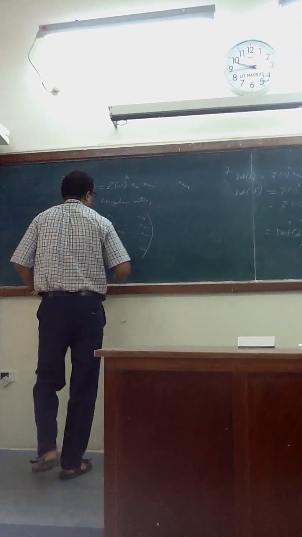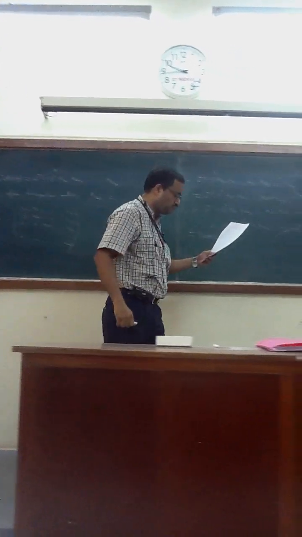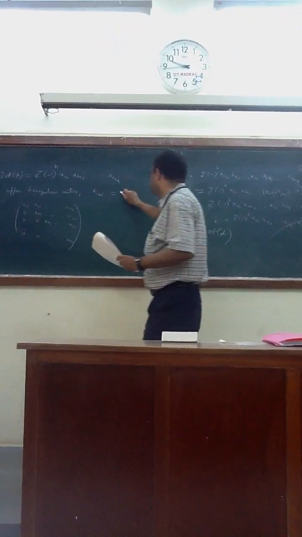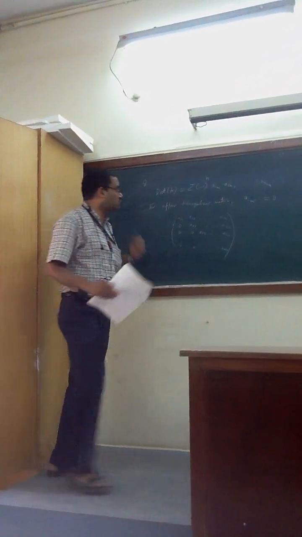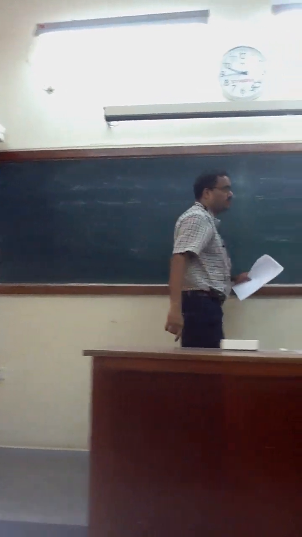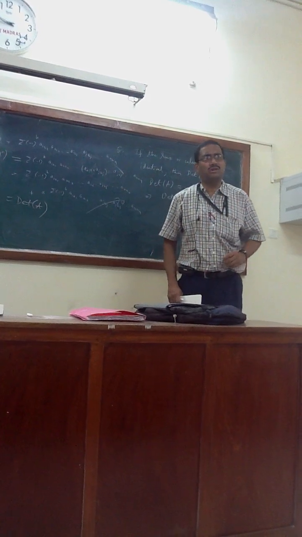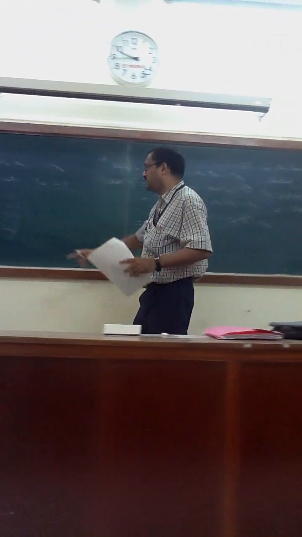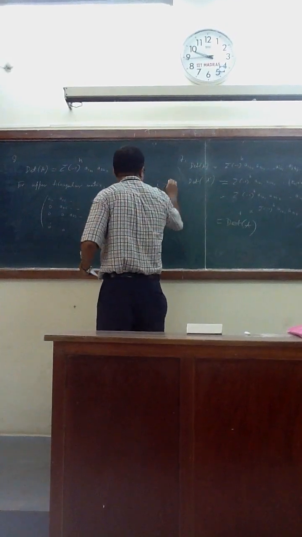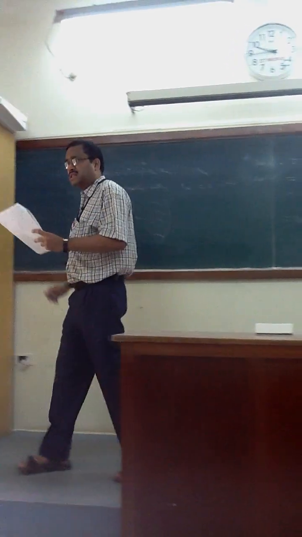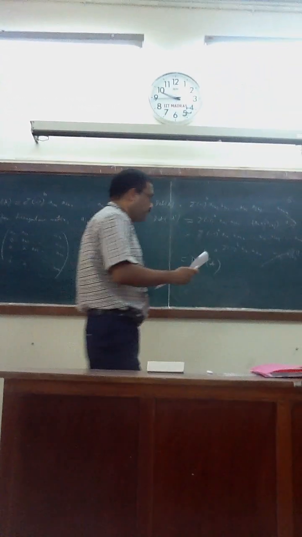So for an upper triangular matrix, what will happen? A_ik equals 0 when? When i is not equal to k, and specifically when i is greater than k. Yes, i is greater than k.